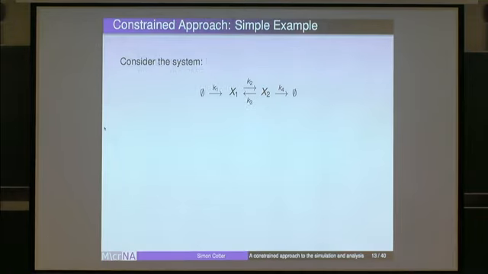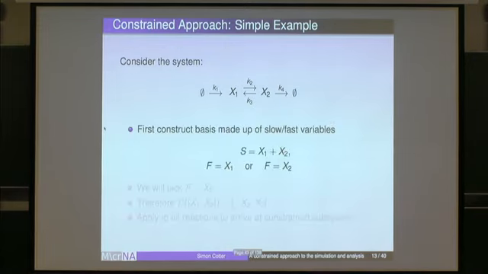Okay, so I'm just going to go through the exact same example that I did before with the quasi-steady state assumption, but now with this constrained approach. Again, these two reactions here, just to remind you, are very fast. So we've got these happening many, many more times than either reaction 1 or reaction 4.